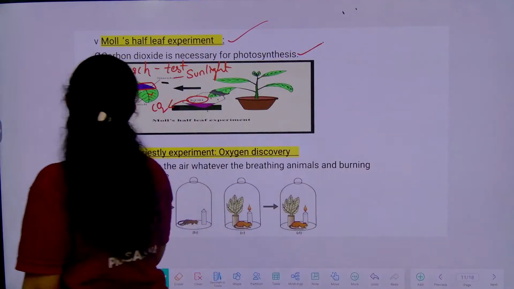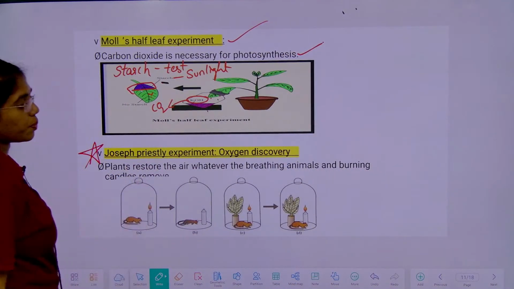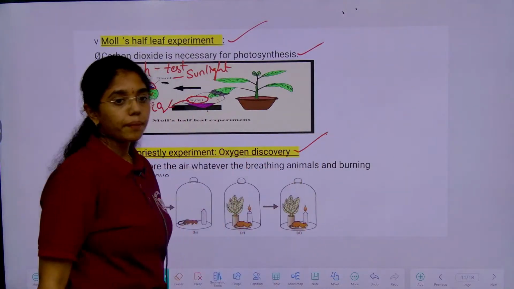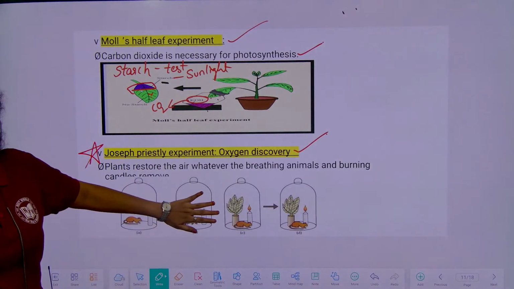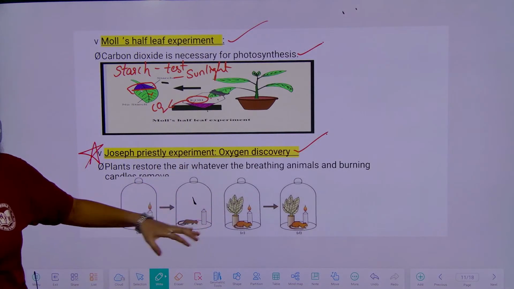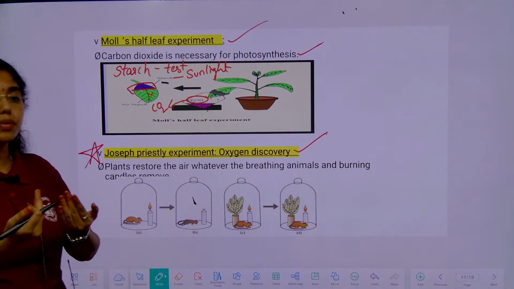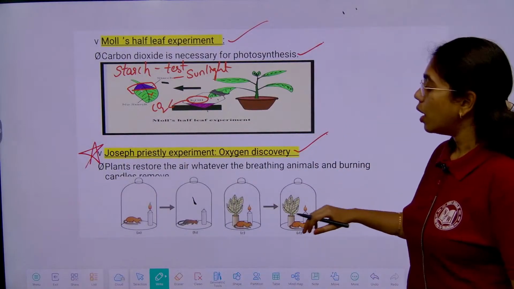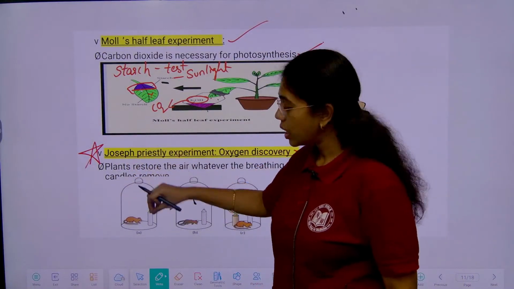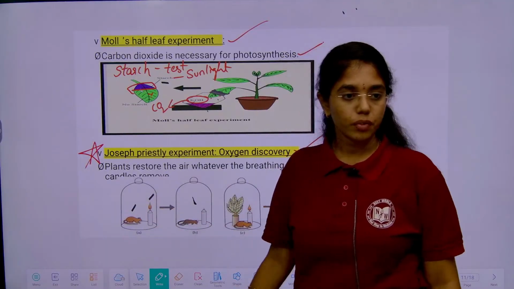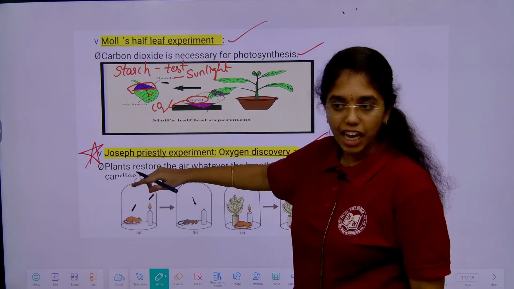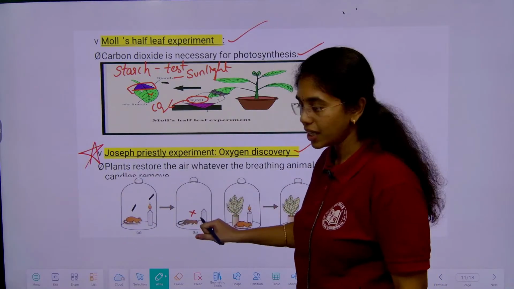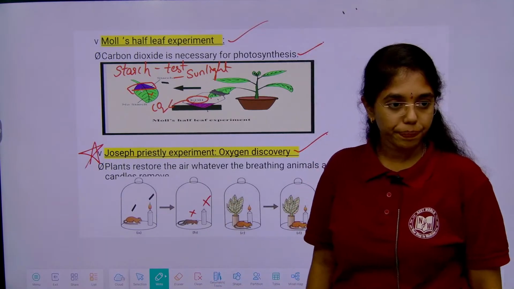Then the next experiment is Joseph Priestley's experiment, which is on oxygen discovery. This is not directly related to photosynthesis. He discovered oxygen, and he proved there is gaseous exchange between plants and animals. What did he do? First, he placed a mouse with a candle and closed it with a bell jar without any gaseous exchange. Later, what did he see? After some time the mouse dies and the candle goes off.